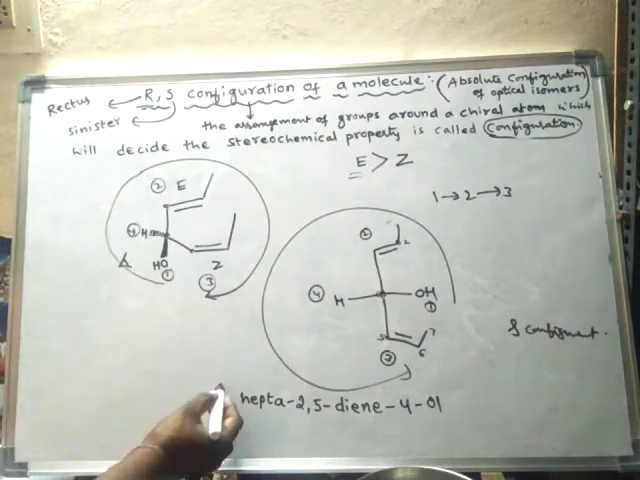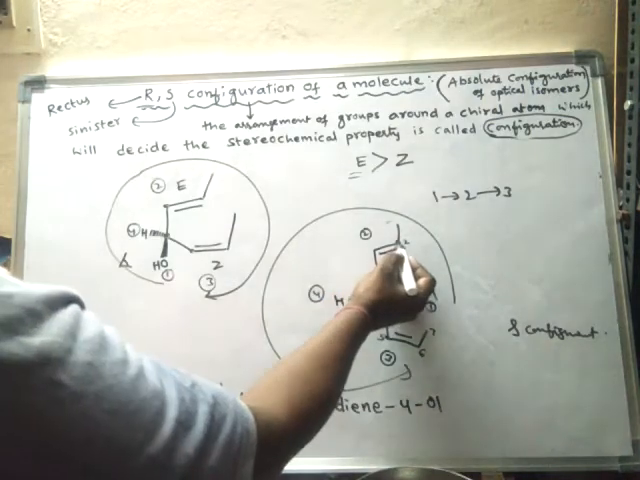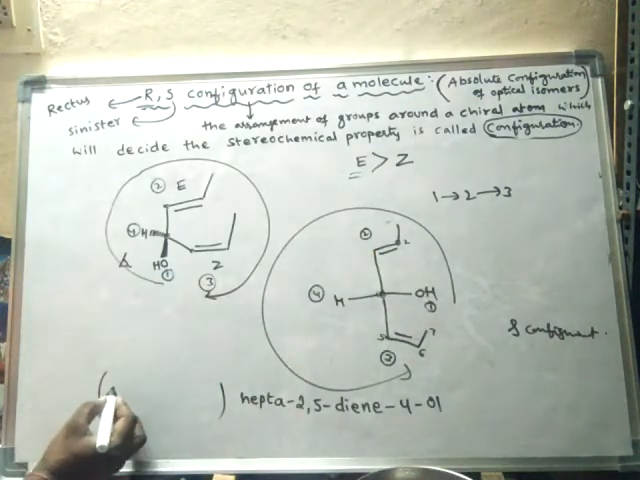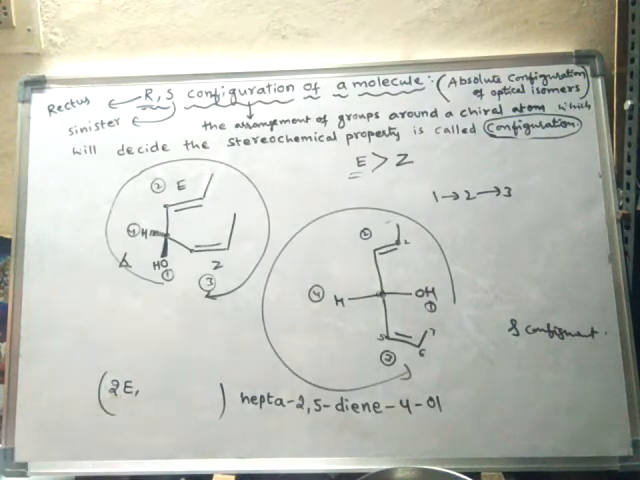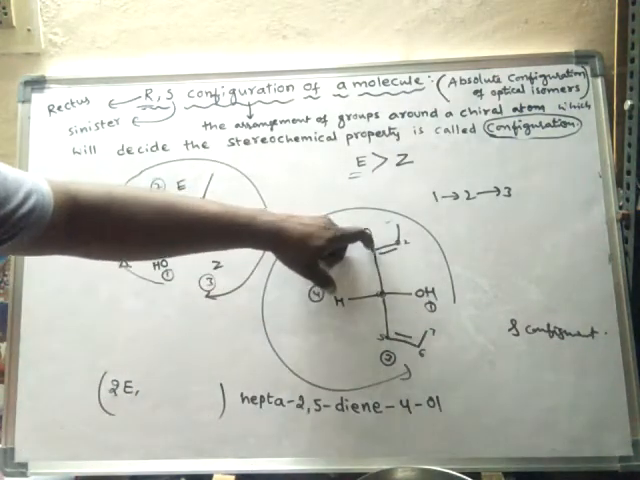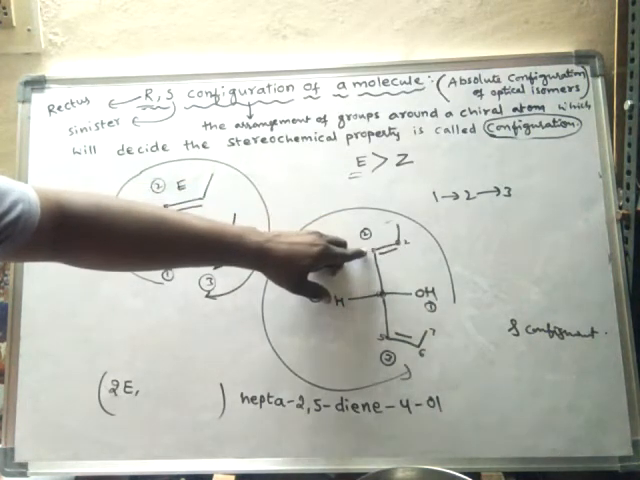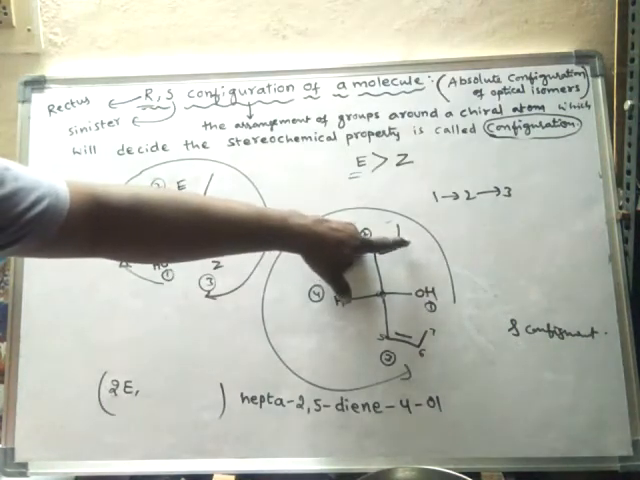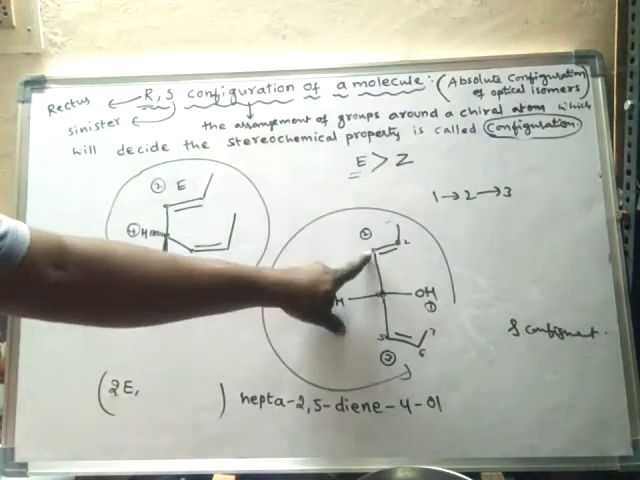While writing the configuration, there is even EZ nomenclature also present. So this is the second carbon. On the second carbon you will find E configuration. Third carbon, leave it, because this configuration is E configuration, and we have to write E only on the lower carbon. Out of the third and second carbon, we have to mention the lower carbon only. So that means 2E. Don't write 3E.